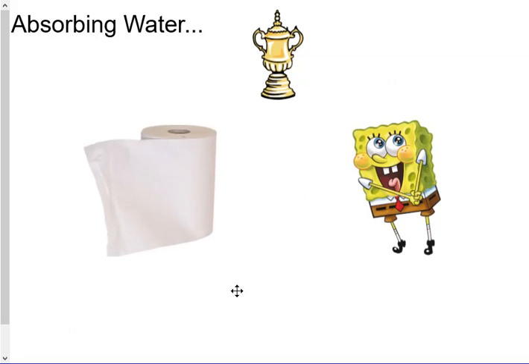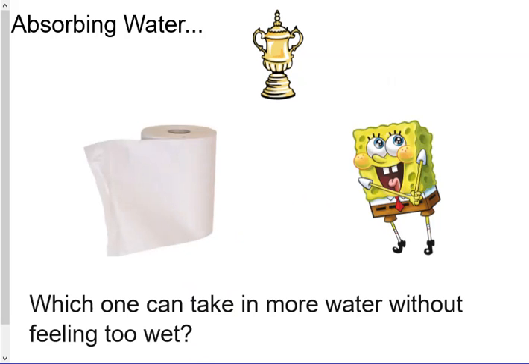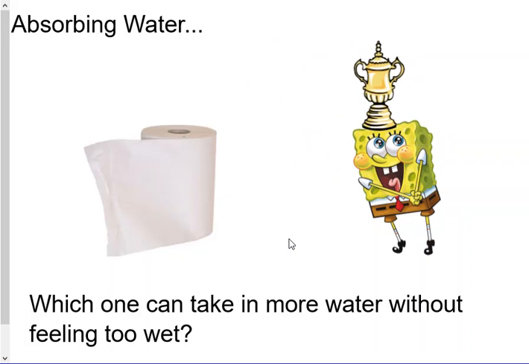So if we're talking about absorbing water, who would be the winner? Who will absorb water better? Some paper towel or a sponge? So when we're talking about absorbing, which one can take in more water without feeling too wet? Okay, so you have a puddle on the counter, you use paper towel to clean it up, or a sponge. Now, absorbing water, a sponge is going to be able to take in more water without feeling as wet. You wring out a sponge, you can probably wring out a lot more water, yet it won't drip as much, so it won't lose as much of that water.